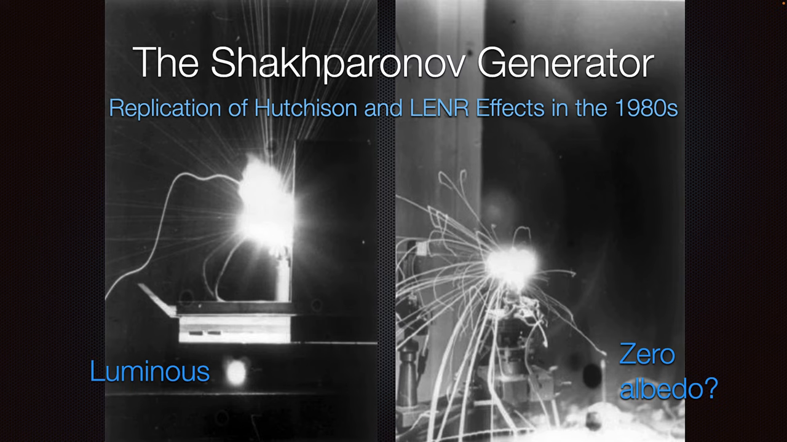Anyway, this is a presentation about the Shakhparonov generator, and I believe that this work, conducted in the 1980s by I.M. Shakhparonov, replicated some of the effects of John Hutchison, the Hutchison effects, and also by extension, LENR effects. And given the fact that it is producing forms of ball lightning, which Ken Shoulders says are exotic vacuum objects, what you can see on the screen here is a luminous object of the ball lightning type. And this one here is of the zero albedo black type.